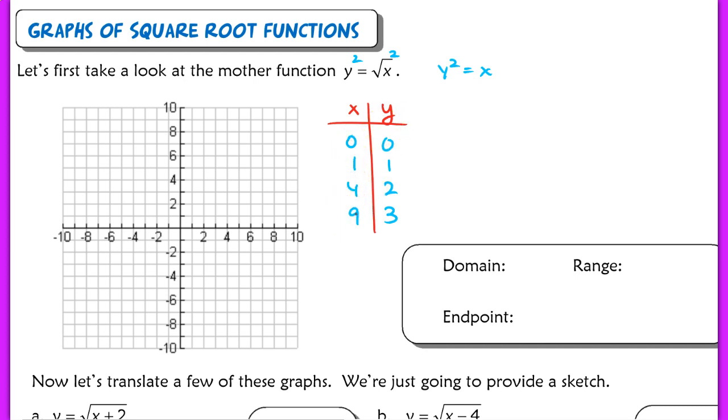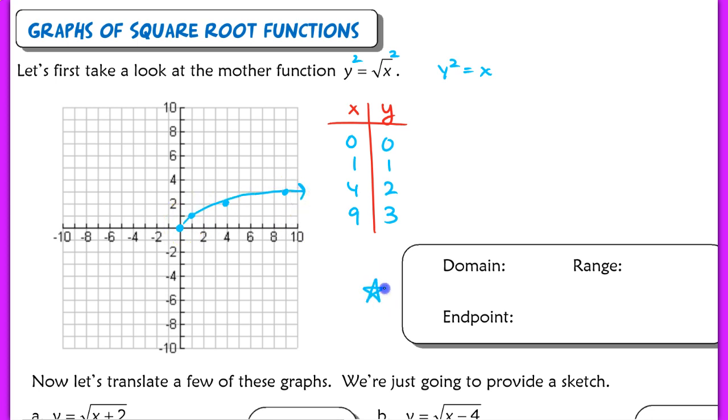So here are some of the special points that are going to appear on our mother function. We saw that already, but I just want to reiterate that with a table. We have the point (0, 0), then (1, 1), then (4, 2), and (9, 3). So we can shift to the right 1 and up 1, right 4 and up 2, right 9 and up 3. Okay, so there's our graph of the mother function.